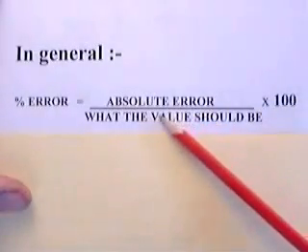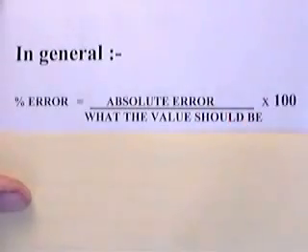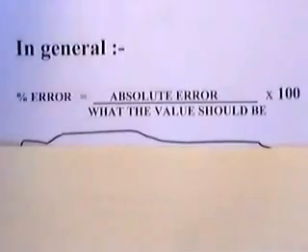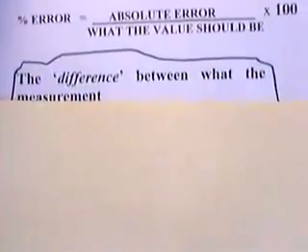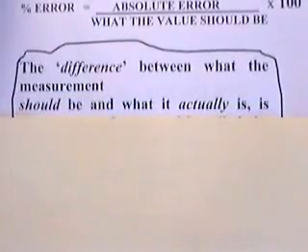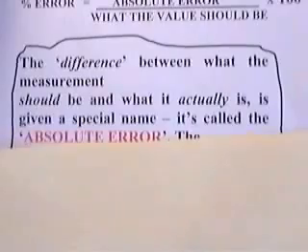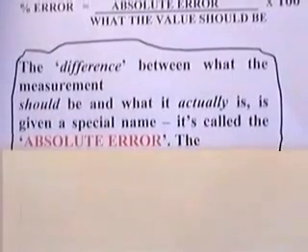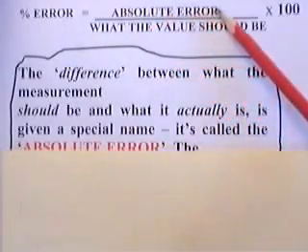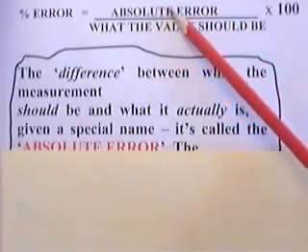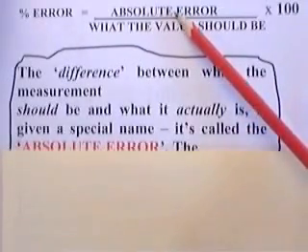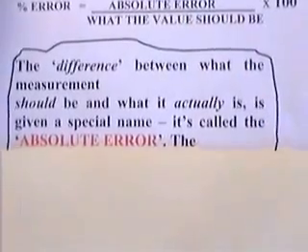Now I'm going to explain what this absolute error means, because it looks a bit awful, but it's really a fancy word for what we've just actually done. The difference between what the measurement should be and what it actually is is given a special name. It's called the absolute error. So this thing up here on the numerator of this little fraction, this absolute error, is really just what we've been finding, the difference between what it should have been and what it actually was. But it's called the absolute error.